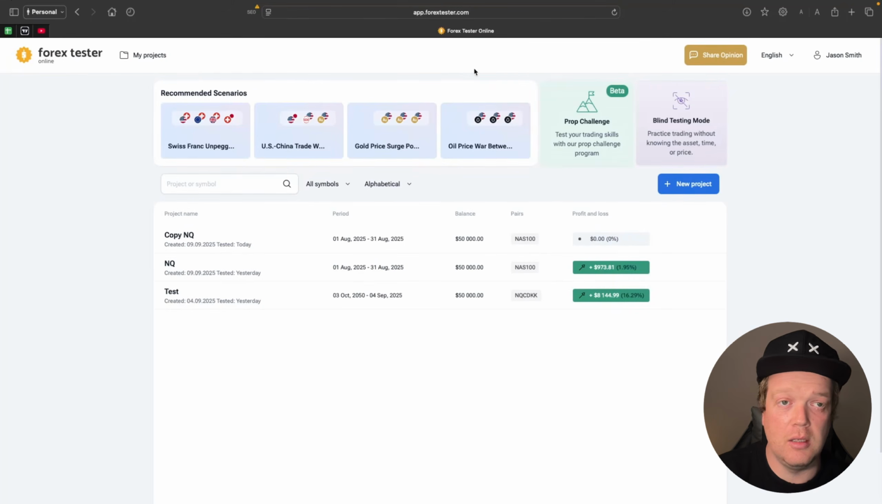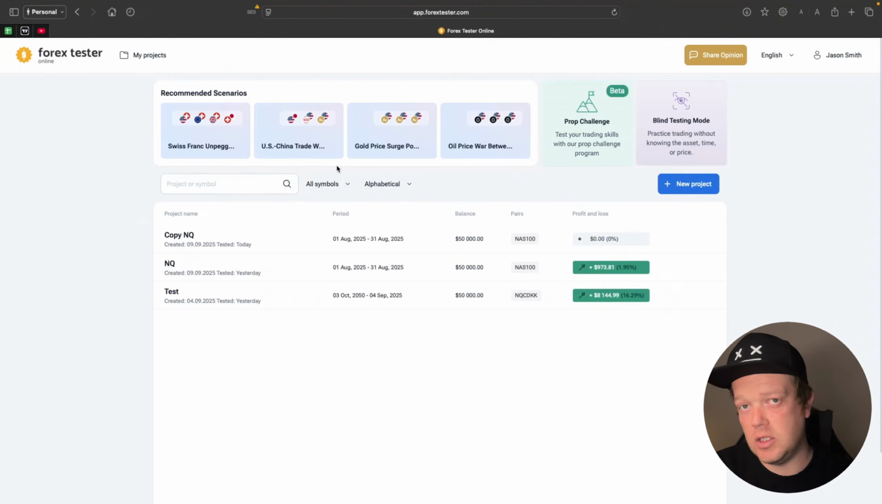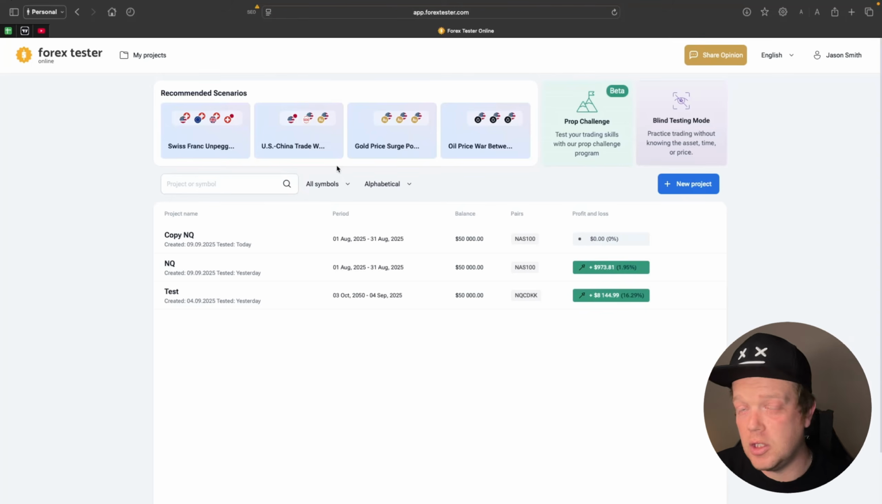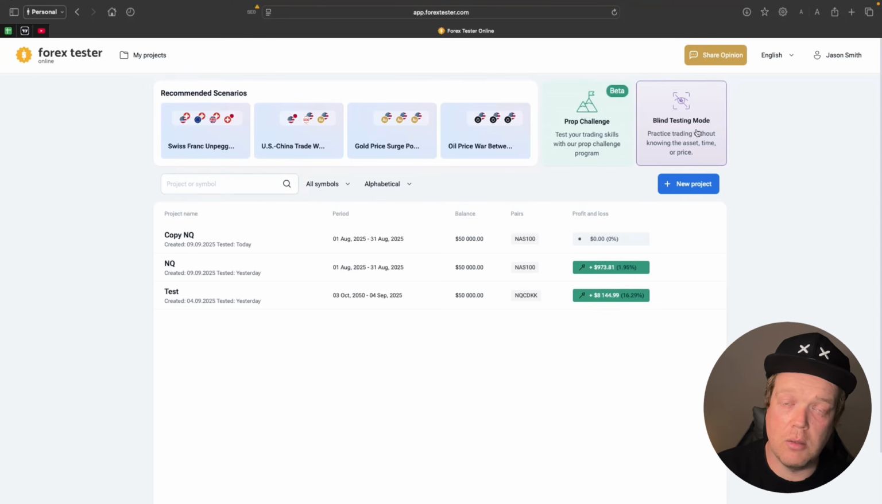If you are someone who really wants to test out your strategy, and for example, you don't want to know which pair you're trading, what time of the year you're trading, or which year you're trading, you can use the blind testing mode. Practice trading without knowing the asset, time, or price. You'll see here, there are a few examples I have actually tested before.